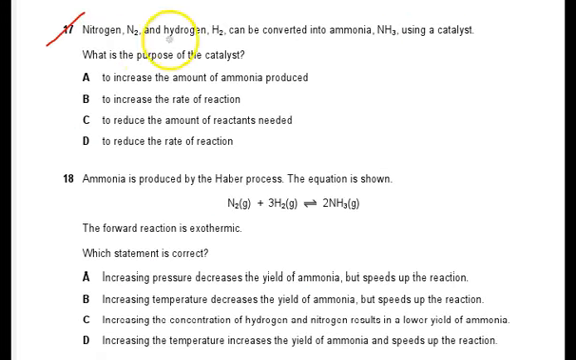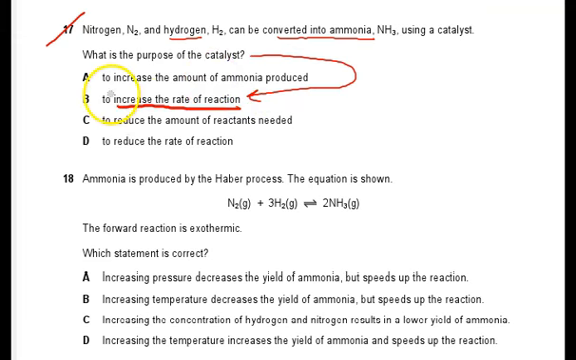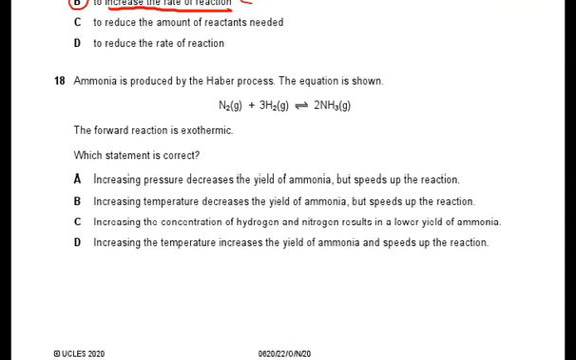Hydrogen can be converted into ammonia using a catalyst. What's the purpose of the catalyst here? The purpose of a catalyst is also being repeated in Paper 4. Please remember, your only answer is this: increase the rate of reaction. Now we move to the next question, question number 18 here.